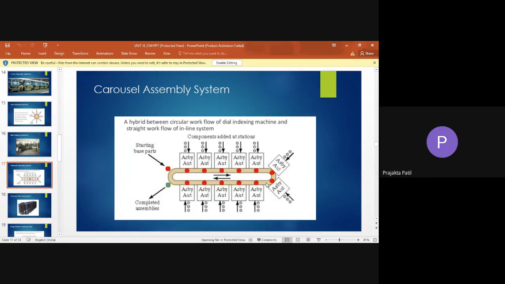Next comes the carousel assembly station. This is a little new for you all, but it's very simple to understand. This is a hybrid between the circular workflow of a dial indexing machine and the straight workflow of an inline system. So it is a combination of two. You can see you have these circular transfers taking place and also the linear transfers. And you have all these stations which are going to be placed at their periphery. So the carousel configuration is simple. It's just the combination of the inline type and the rotary type.